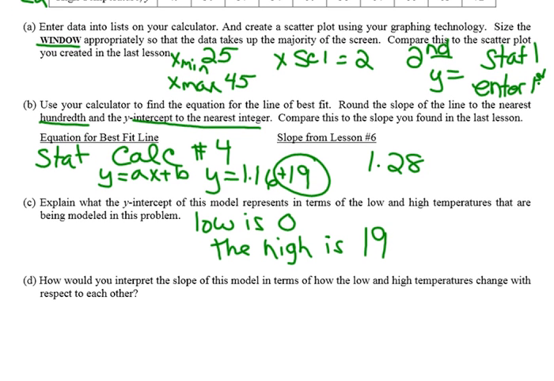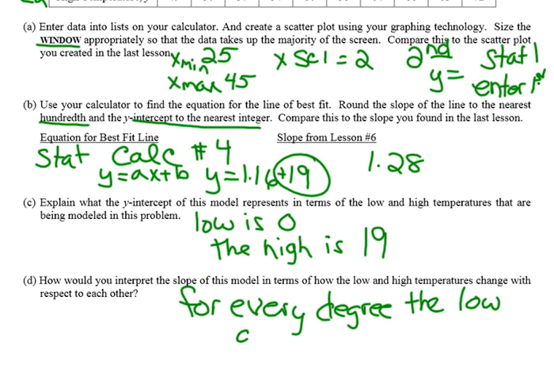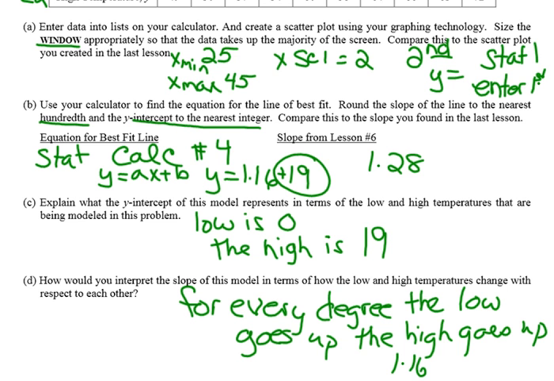How would you interpret the slope of this model in terms of how the low and high temperatures change with respect to each other? Same idea as before. So for every degree the low goes up, the high goes up 1.16 degrees. Okay, so let's take a look at the second page here.